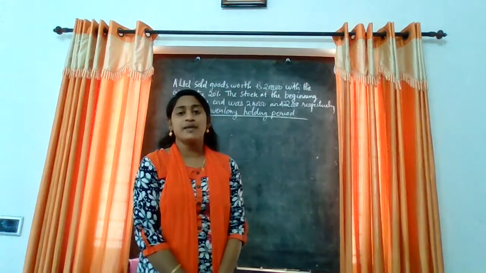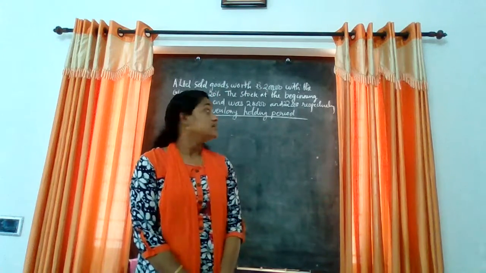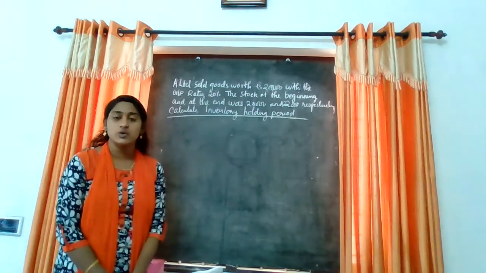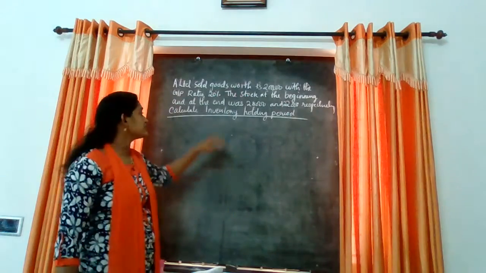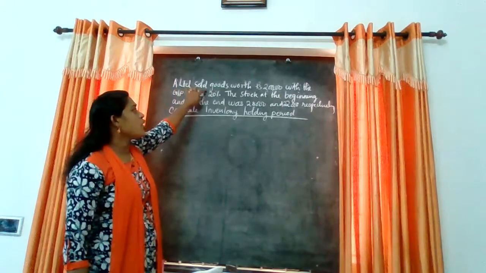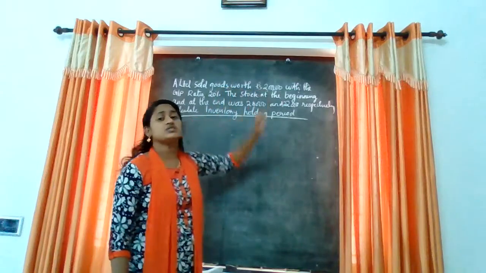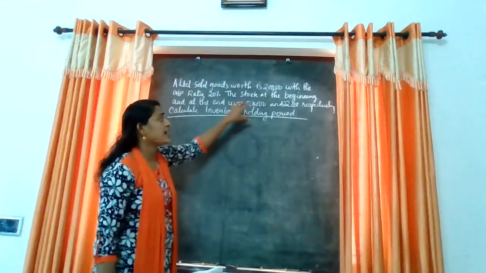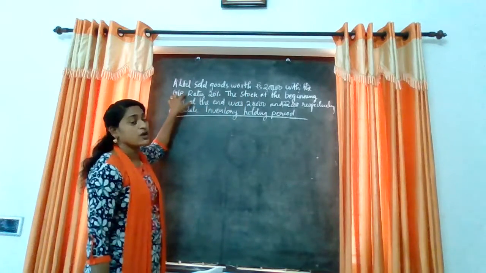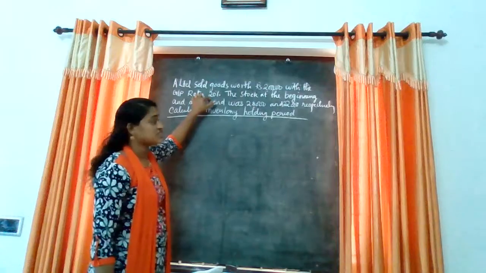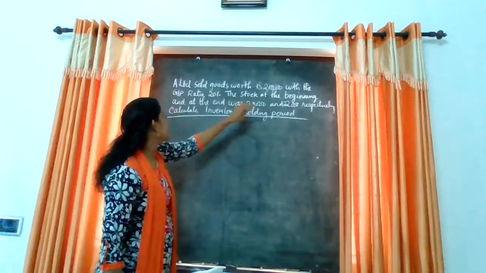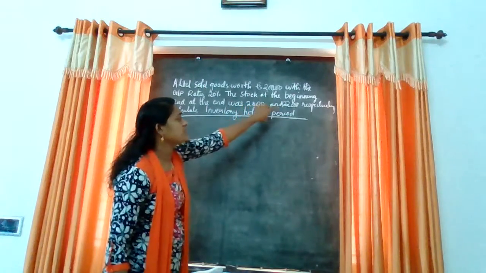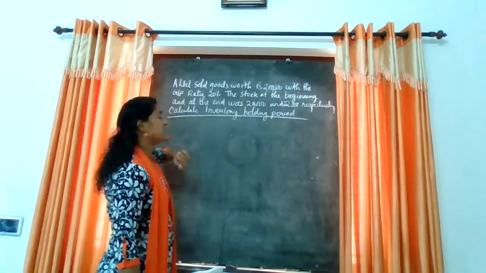Students, we can solve a problem by using inventory holding period, inventory turnover ratio. A Limited sold goods worth rupees 2 lakh with the GP ratio, that is gross profit ratio, of 20%. The stock at the beginning and at the end was 28,000 and 22,000 respectively.